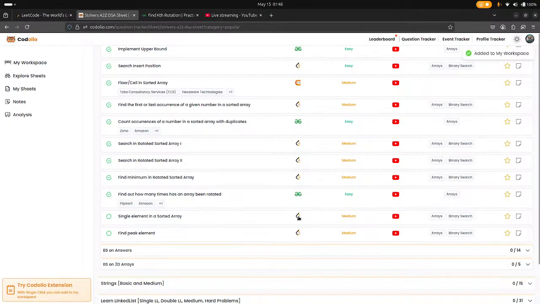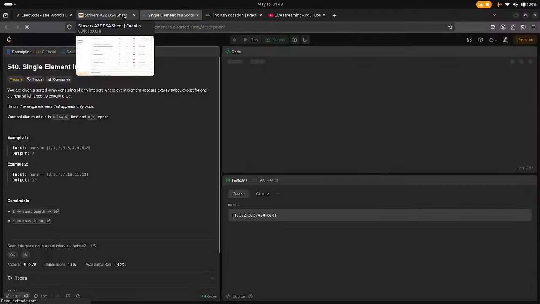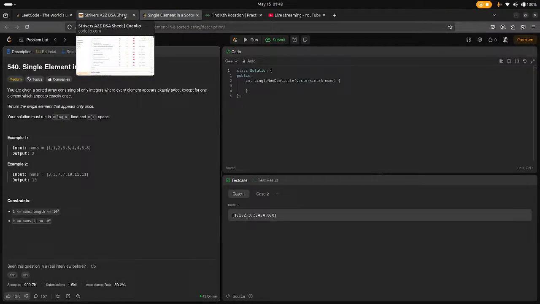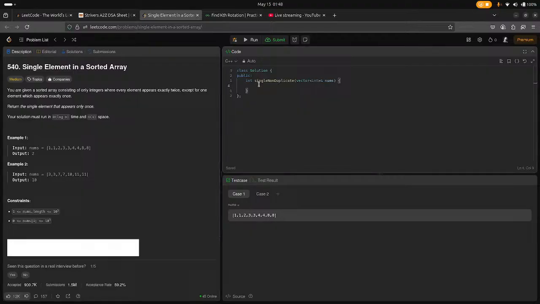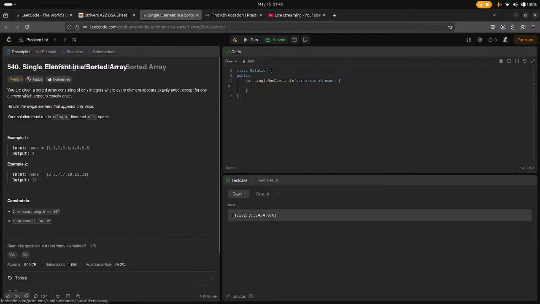Okay, next: single element in a sorted array. There is a pattern you have to carefully understand: when it says single element in a sorted array, binary search is the first choice you should put. You are given a sorted array consisting only of integers, where every element appears exactly twice except for one element that appears exactly once. I have to find that.